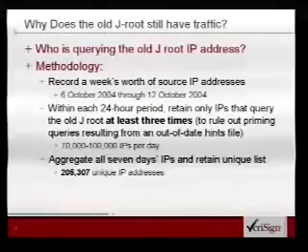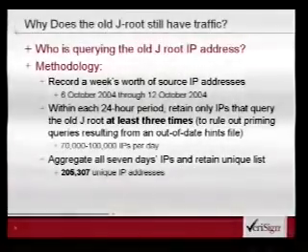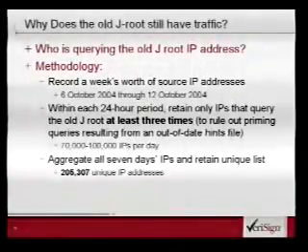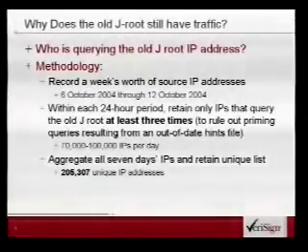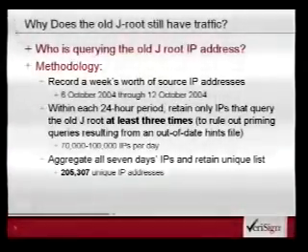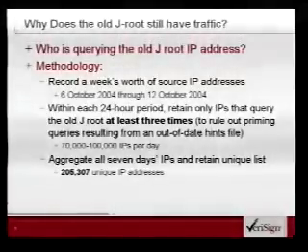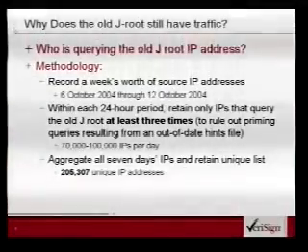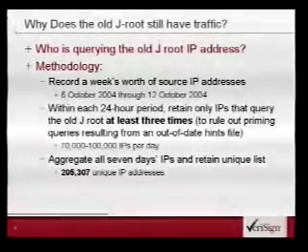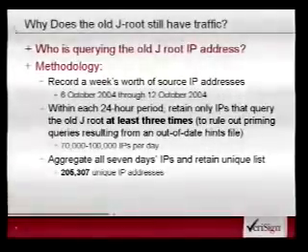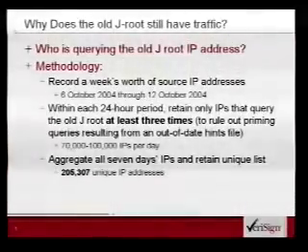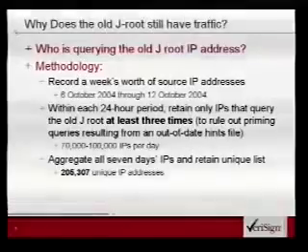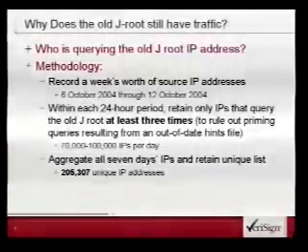So why does the old jroot still have traffic? What we did is we took a week's worth of source IP addresses, which is fairly recent, and for each 24-hour period, we took out addresses that were probably priming queries. So we took those that queried the jroot at least 3 times. When we subtracted those out, it took out about 70 to 100,000 IPs per day. That left us an aggregate of a little over 200,000 unique IP addresses, and we wanted to see what was going on.